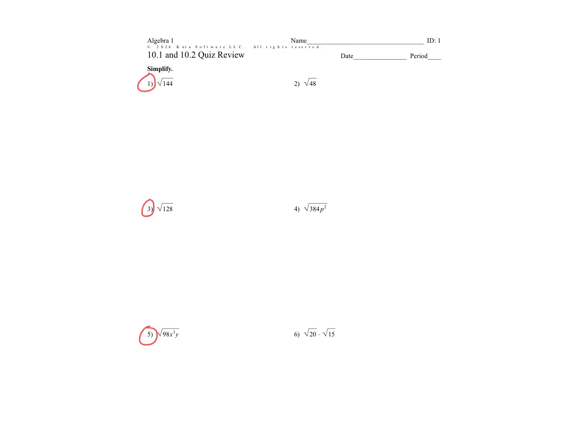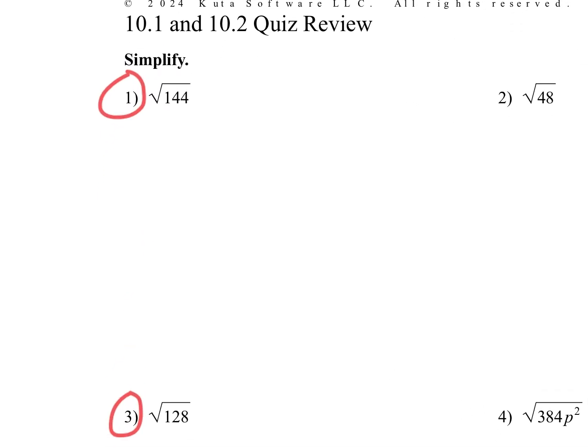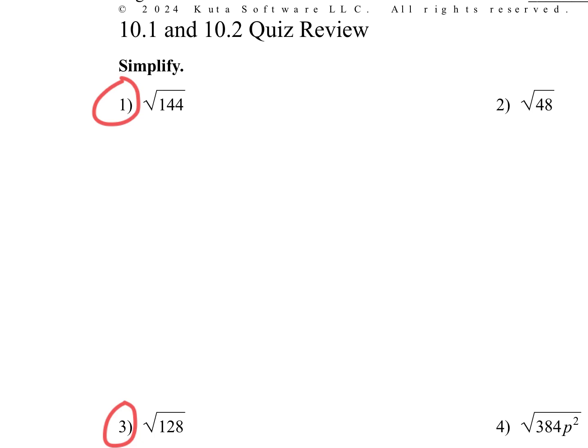So 10.1, 10.2 quiz review on number 1. Okay, I had some questions on this, and this happens when you're used to simplifying. But remember the first question we ask ourselves is what? Is it a perfect square? Is square root of 144 a perfect square? Yes, so that means it has a definite answer. What is its answer? 12. Okay, so you don't need a good and a bad, but that one just simplifies out to 12.